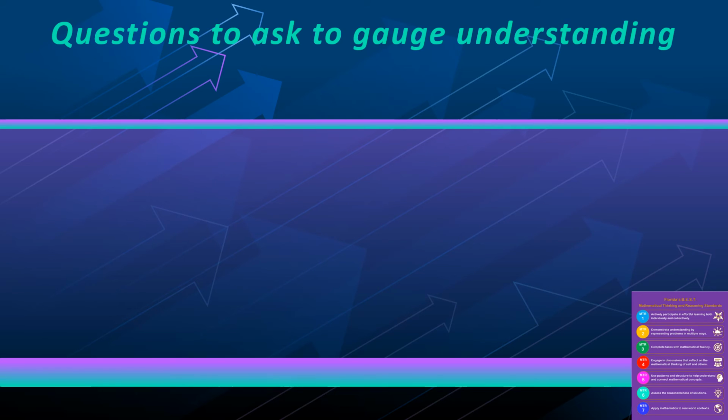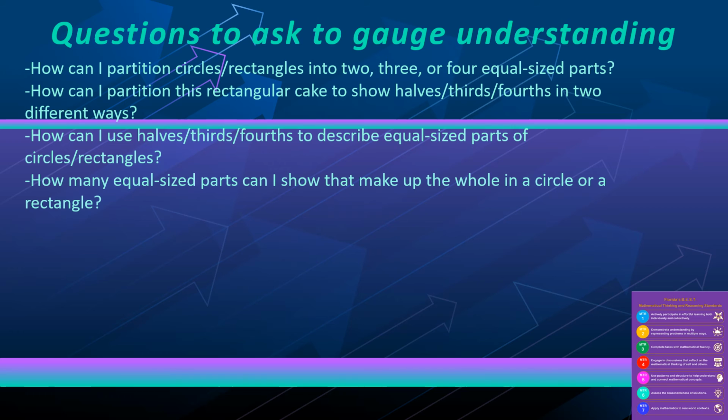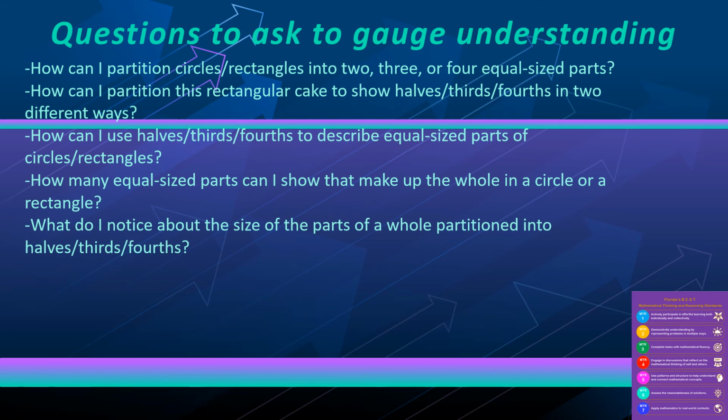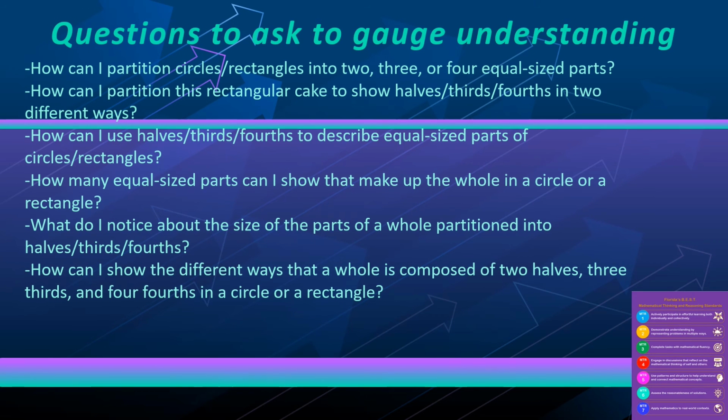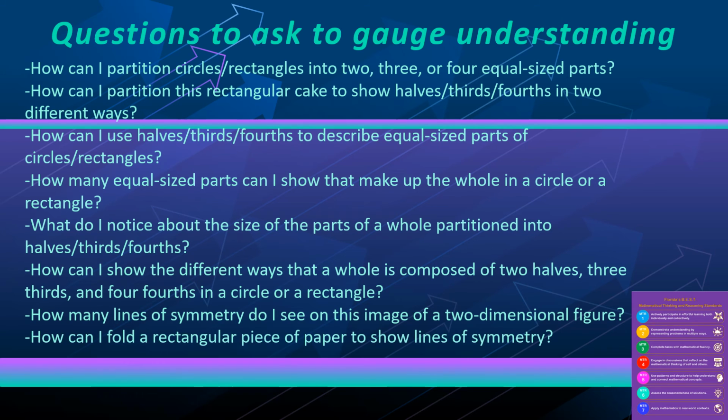As we visit classrooms, we can ask students questions to gauge their understanding of the current content. Here we see some questions we can ask students. Additional questions can be found on mathsmarts.com, which can be found by clicking on the benchmark link on the year at a glance. Some examples include, how can I partition this shape to show halves, thirds, fourths in multiple ways? What do I notice about the size of the parts of a whole partitioned into halves, thirds, or fourths? And how many lines of symmetry do I see on this image of a two-dimensional figure?